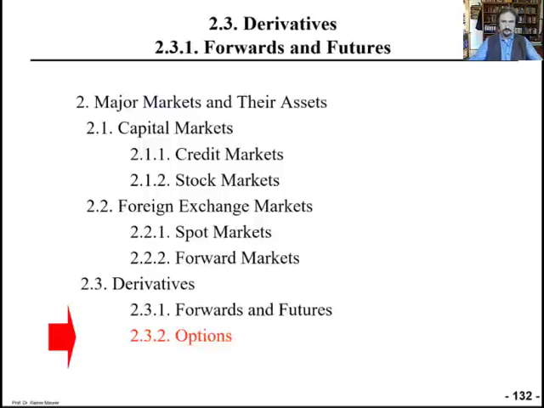Hello everybody, this is lesson 12 of the lecture International Economics. I will discuss slides 132 to 143 of chapter 2, Major Market Segments and their Assets. In this lesson we will talk about options.